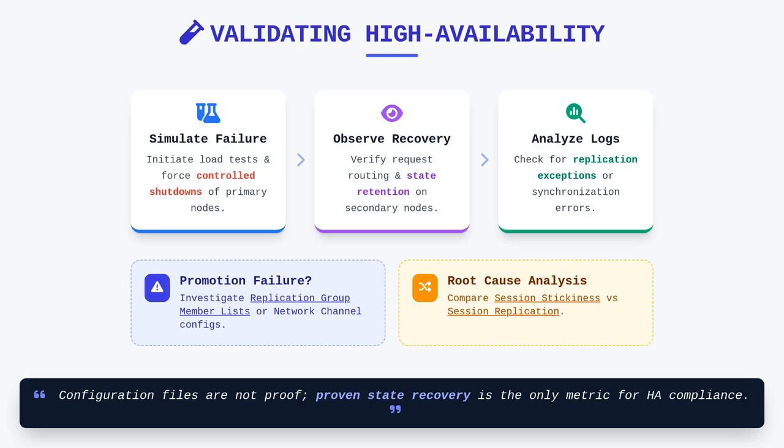If the secondary server does not promote itself to primary correctly, you might be facing an issue with the replication group's member list or the network channel configuration. By carefully analyzing the behavior of the session stickiness versus the session replication, you can distinguish between a failure in the load balancer proxy and an actual deficiency in the cluster's ability to recover state on the secondary instance.